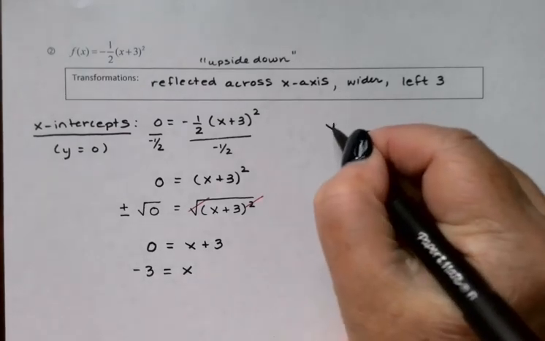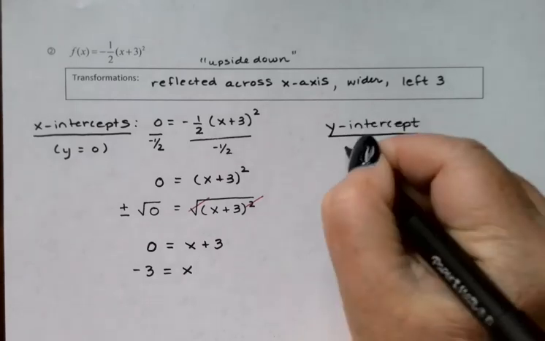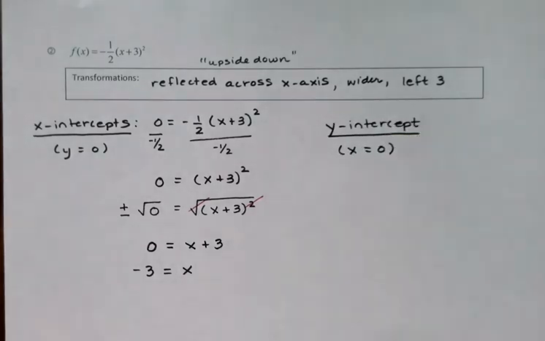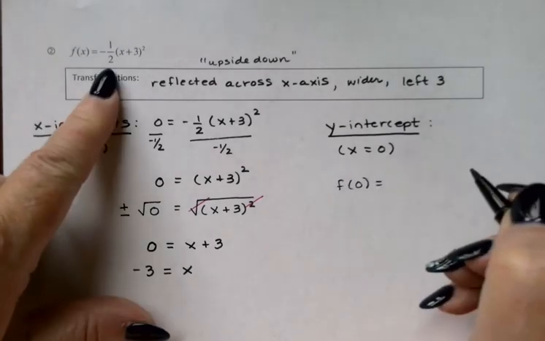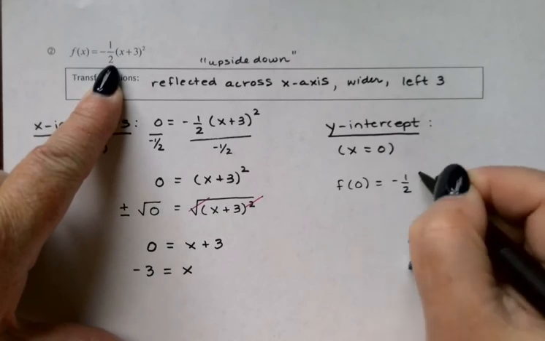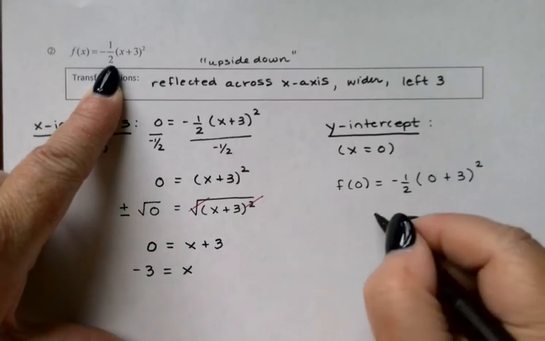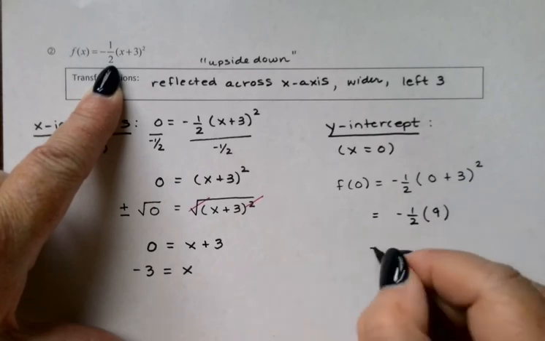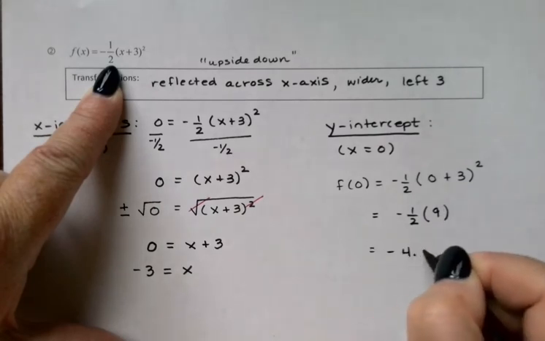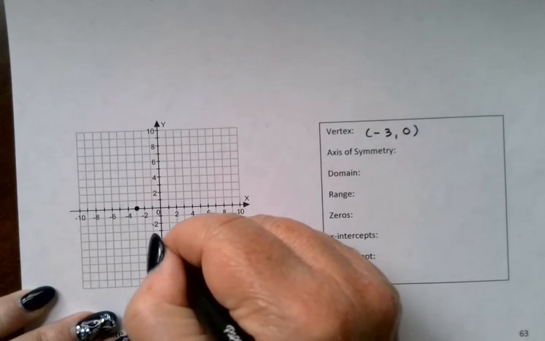All right, let's do the y-intercept. Putting in x equals 0. And so I will get negative 1/2 times (0 plus 3) squared, or negative 1/2 times 9 is negative 9/2, or negative 4.5. So my y-intercept down here is at negative 4.5.